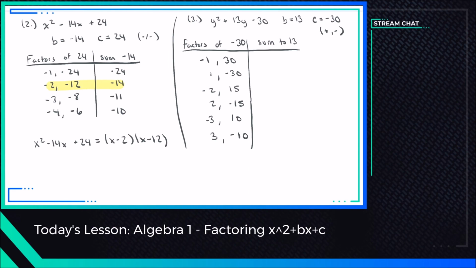But if we add these together, that's going to be a 29. It's going to be a negative 29. There's going to be a positive 13. That's going to be a negative 13. There's going to be a positive 7. That's going to be a negative 7. And so we want to hit a goal of 13. Well, that is going to be right there. And so y squared plus 13y minus 30 is going to equal y minus 2 multiplied by y plus 15.